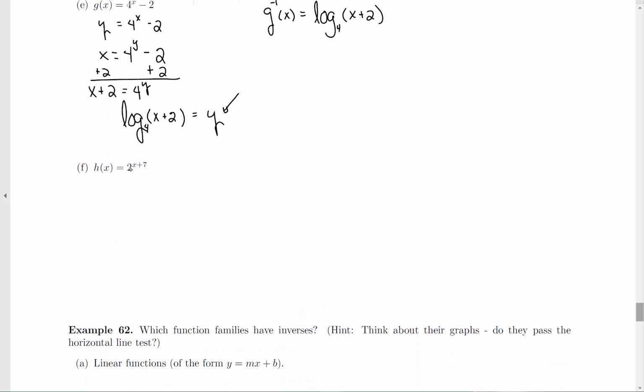All right, so again, the next one is an exponential, so I would expect to see a logarithm in my final answer. Rewrite it as y equals 2 to the x plus 7. Changed h of x to y. Swap your x's and your y's. So x equals 2 to the y plus 7 power. All right, and from here you need to get rid of the exponent by rewriting it as a logarithm. Log base 2 of x equals the power y plus 7.